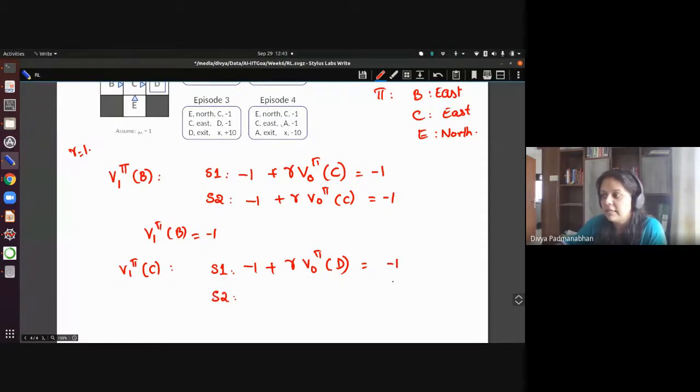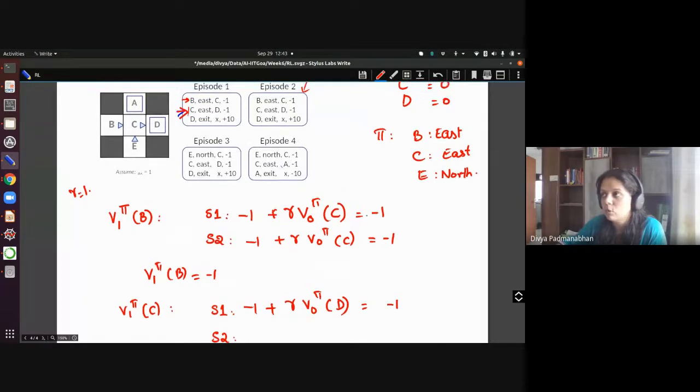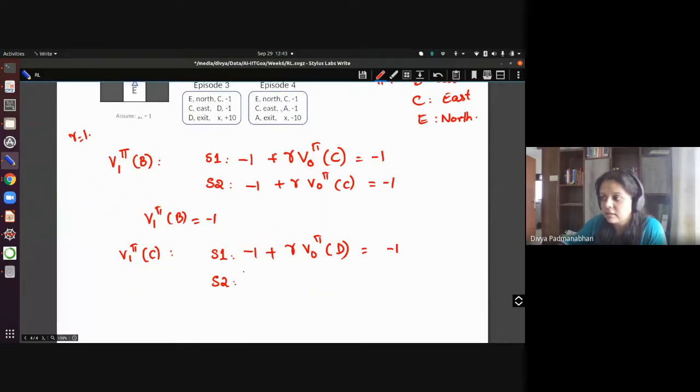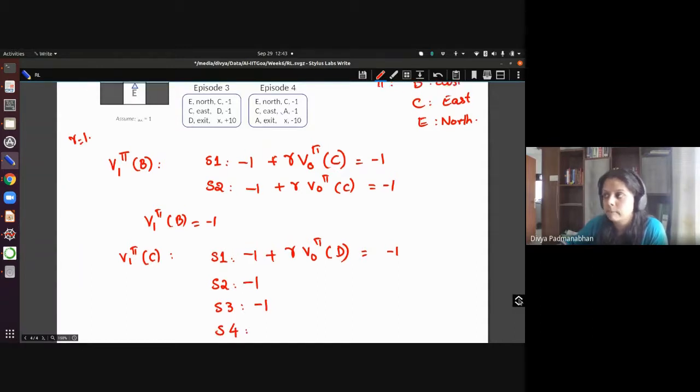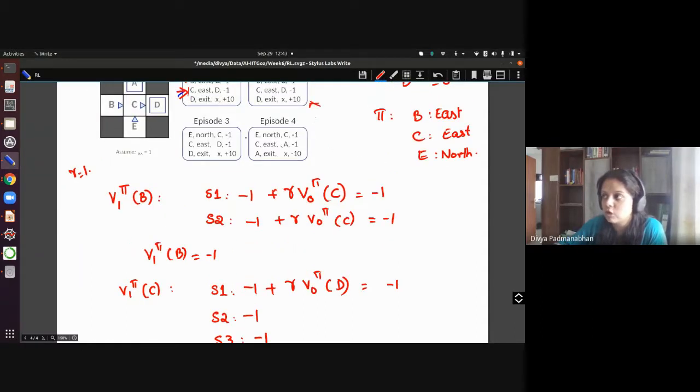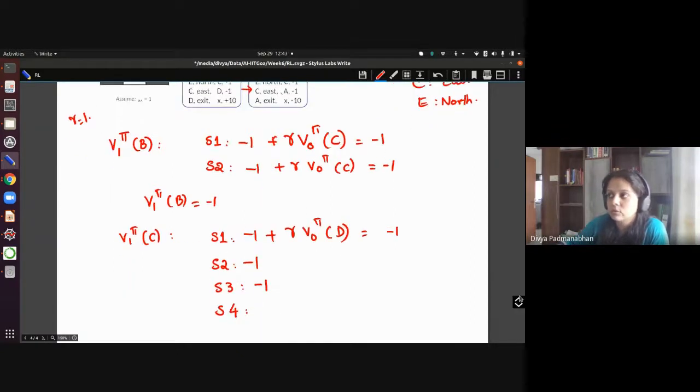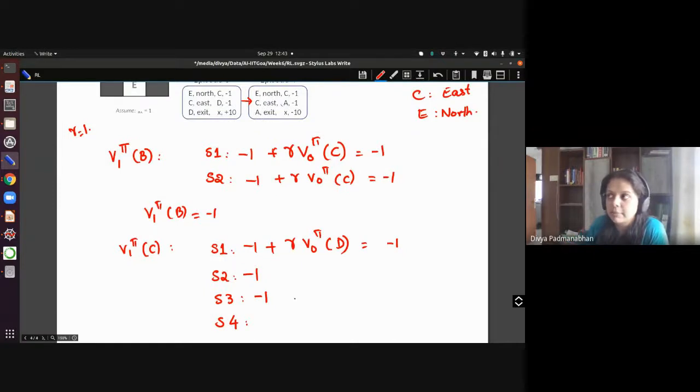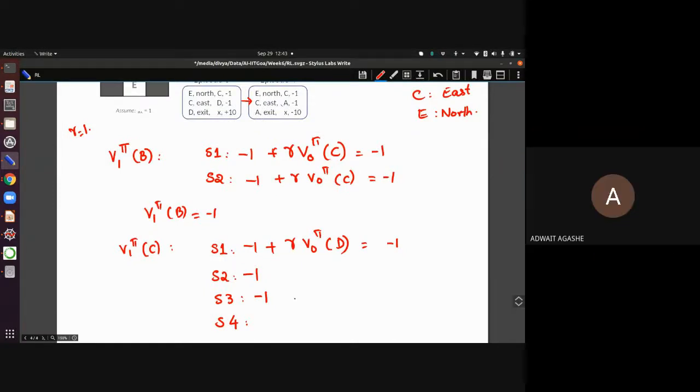And similarly for S2, what am I going to get? Same thing, right? It's the same set of moves here. So again, this is -1. S3 also is -1. What is S4? From this episode, if I started off with C, what should I consider as the value? -1. Minus 1, yeah, same, right?